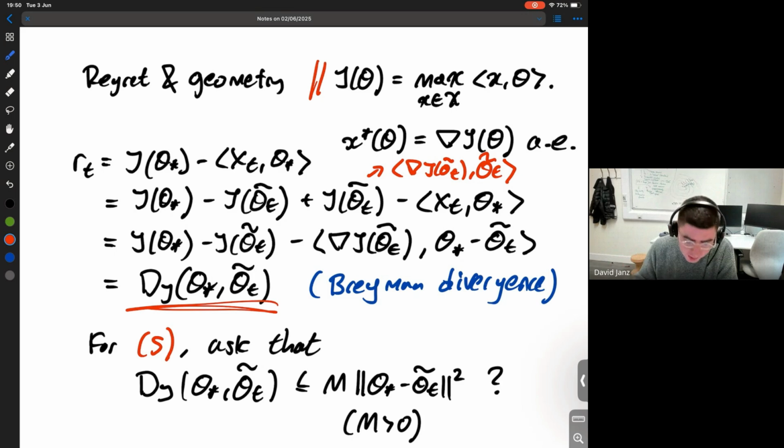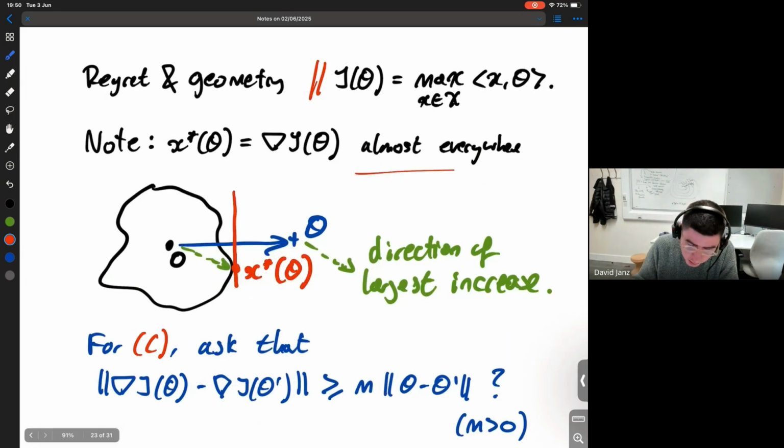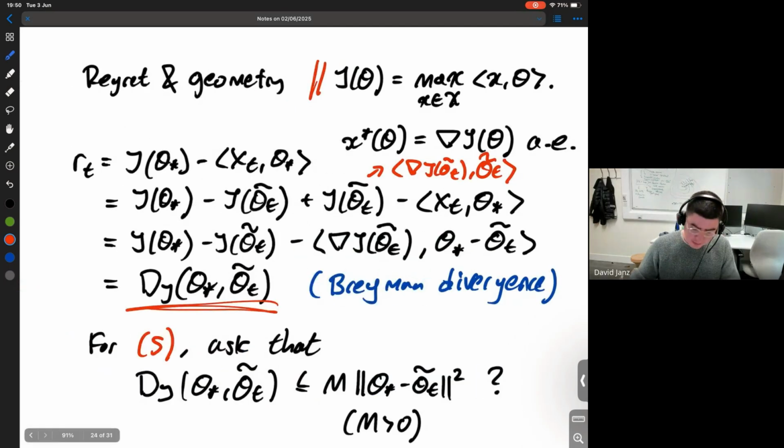Oh, one quick thing. Why almost everywhere? This, of course, doesn't work if you have flat bits or corners, so it breaks at the corners. But for a convex body, you don't have too many corners, so you have countably many, so it doesn't matter. That's Rademacher's theorem. Right, so you have this Bregman divergence being the regret.